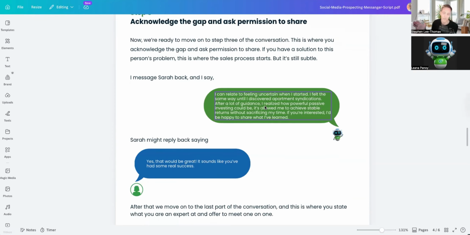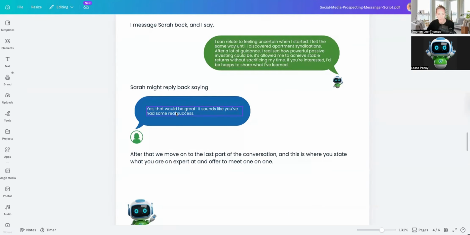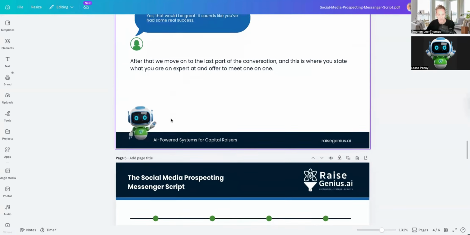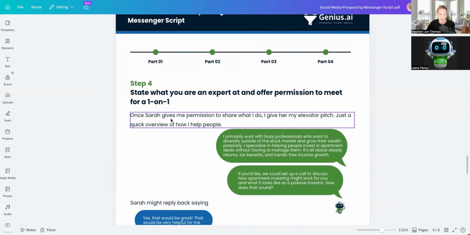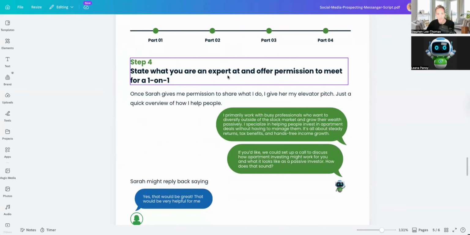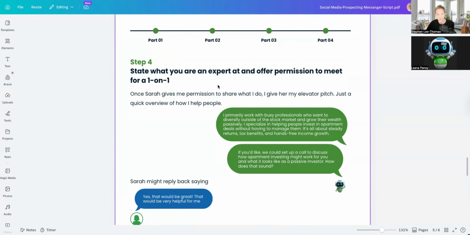Okay. That is far from salesy if you ask me. And if you do it right, you're getting the same outcome. You're just having a real conversation. So then she's like, "Yeah, that would be great. Sounds like you've had some real success." And at that point, that's all we do. Now we state what you're an expert at and offer permission to meet for a one-on-one.